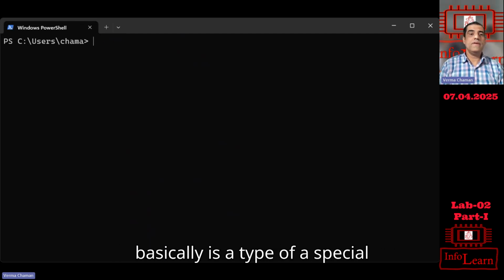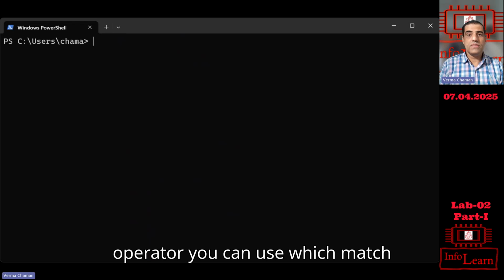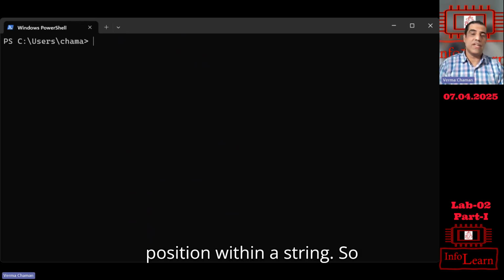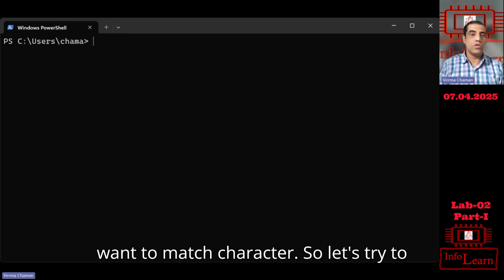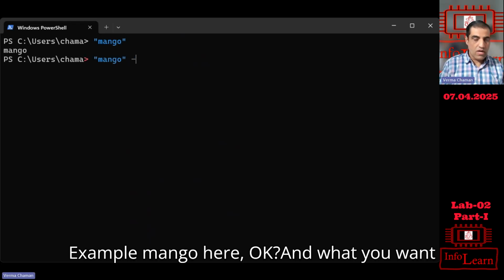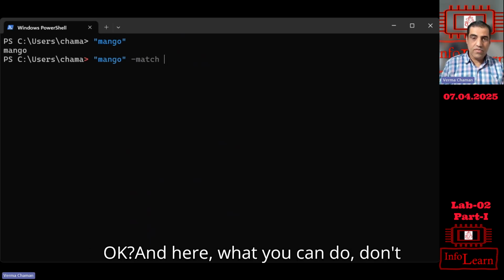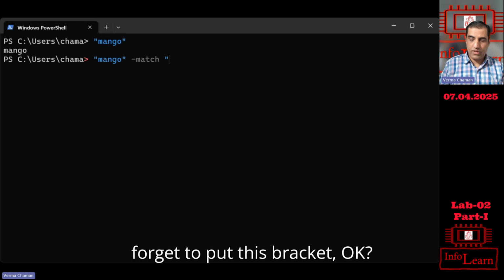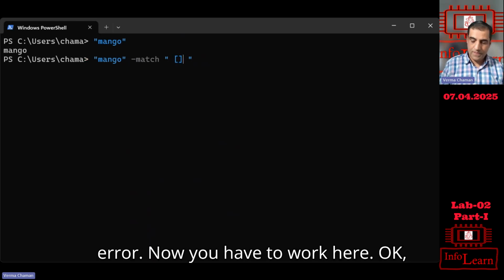So anchor basically is a type of special symbol or special operator you can use, which matches a position within a string. For example, you want to match a digit, or you want to match a character. So let's try to take the example of mango here. You want to match this mango word. And here, don't forget to put this bracket. Otherwise PowerShell will give you an error. Now you have it working here.